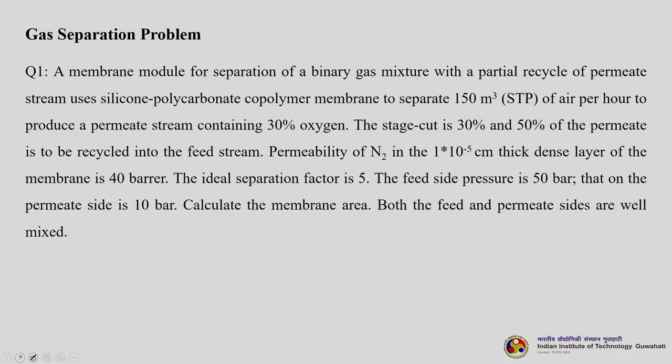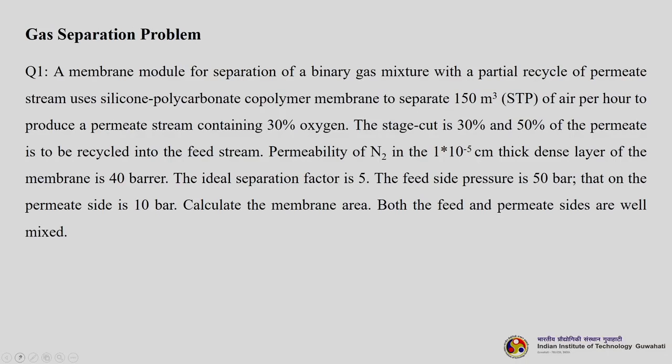Now, let us see a small numerical based on this particular membrane. I am just reading out the text. For the problem, a membrane module for separation of a binary gas mixture with a partial recycle of permeate stream uses silicon polycarbonate copolymer membrane to separate 150 meter cube of air per hour to produce a permeate stream containing 30% oxygen. The stage cut, that is theta, is given as 30% and 50% of the permeate is to be recycled to the feed stream.